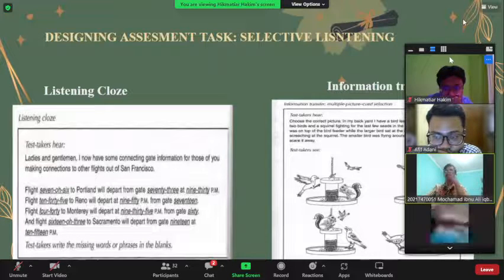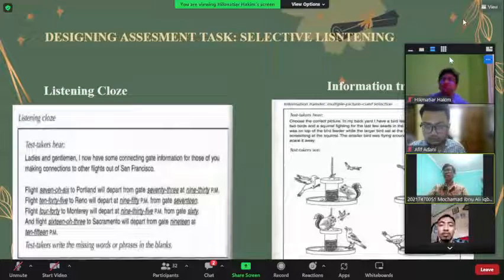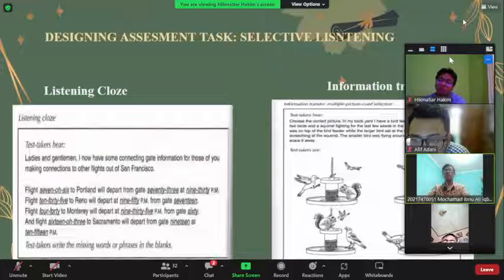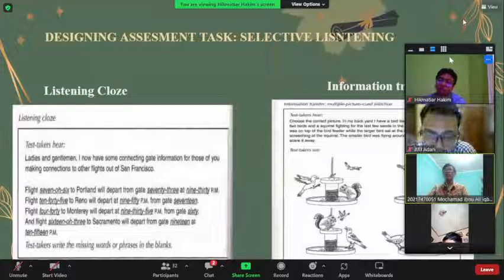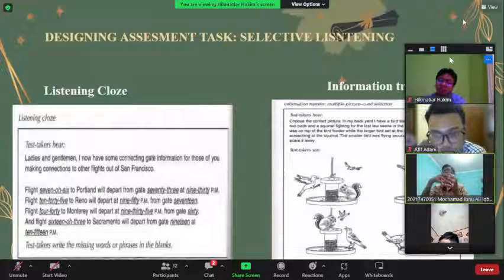For example, the test taker hears: Choose the correct picture. In my backyard, I have a bird feeder. Yesterday there were two birds and a squirrel fighting for the last few seats in the bird feeder. The squirrel was on the top of the bird feeder while the larger bird sat at the bottom of the feeder, screaming at the squirrel. The smaller bird was flying around the squirrel, trying to scare it away.